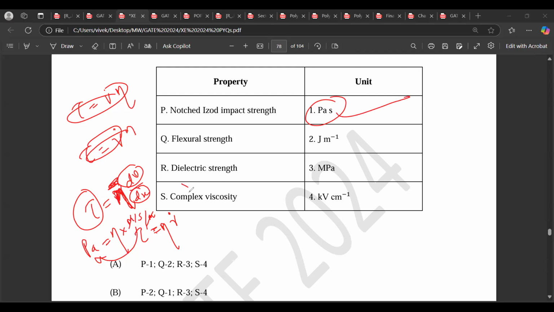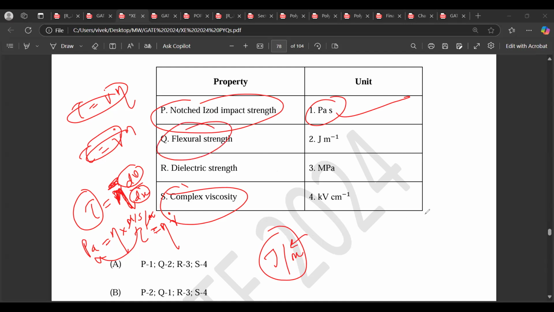Similarly, your complex viscosity, impact strength. It's of course impact strength is always joule per meter. Okay, means energy absorbed per unit thickness. It's from the definition. And flexural strength. The formula of flexural strength is quite complex. I'm not able to memorize it. What is the formula for flexural strength?